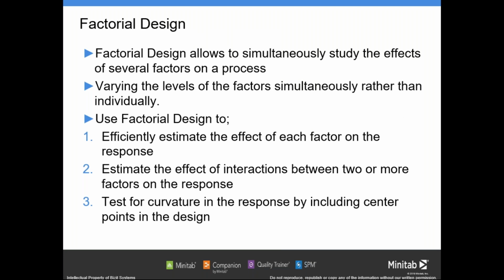So factorial design allows you to study the effect of several factors on a process by varying the levels of the factors together, rather than individually. Factorial design efficiently estimates the effect of each factor on the response. It estimates the effect of interaction between two or more factors on the response, and then tests for curvature in the response by including center points in the design. So I think the third part is for the highest ranking, so we go for the first part and second part only.